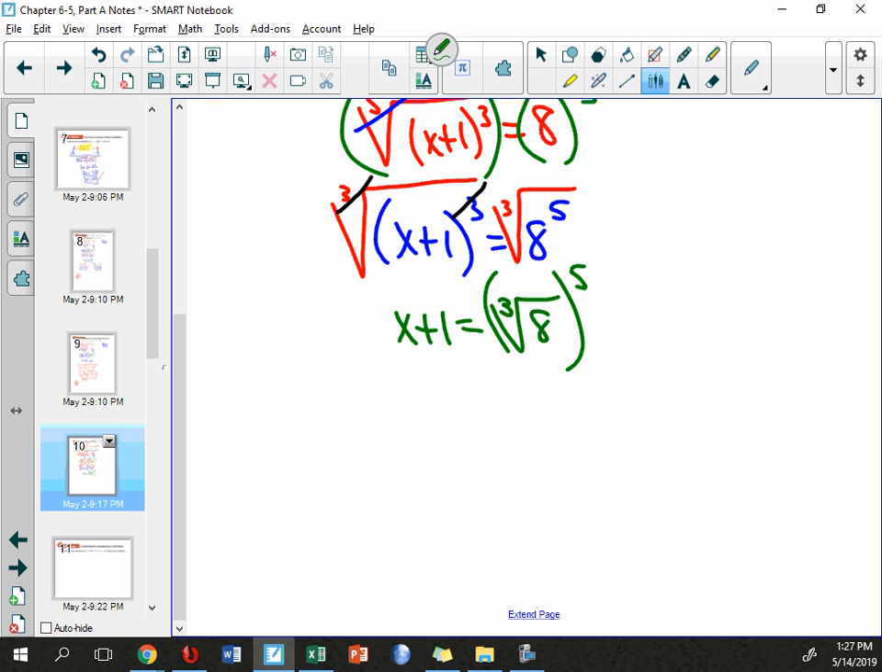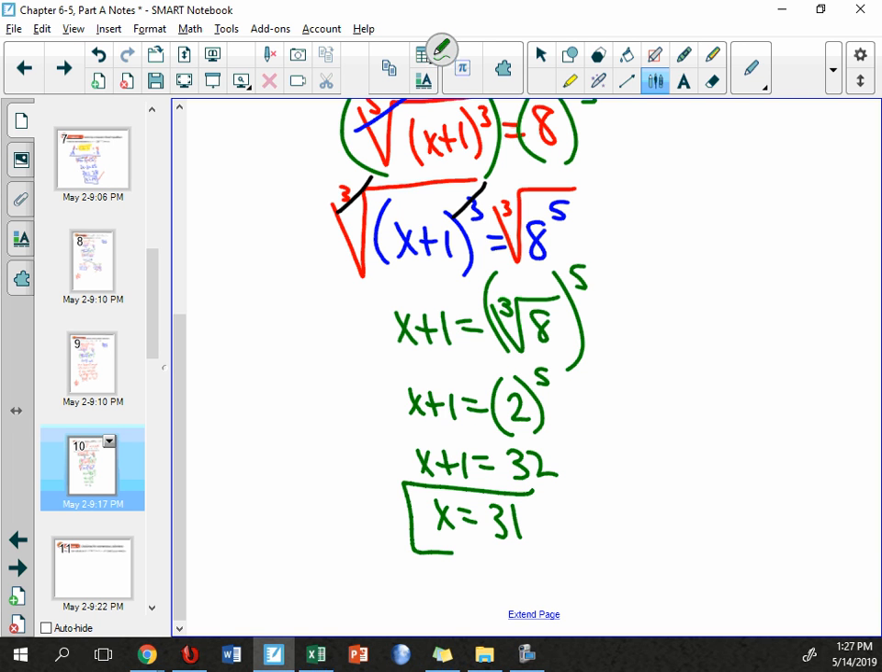So what is the cube root of 8? What number multiplied by itself 3 times is the number 8? 2 times 2 is 4 times 2 is 8. So I have x plus 1 is equal to 2 raised to the 5th power now. 2 times 2 is 4 times 2 is 8 times 2 is 32. So I have x plus 1 is equal to 32. Do we see that? Now how do I solve for x? Subtract 1, so x is equal to 31.